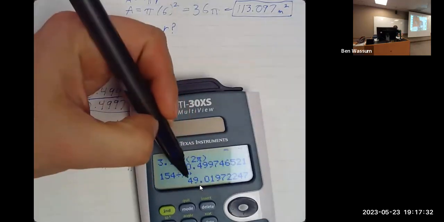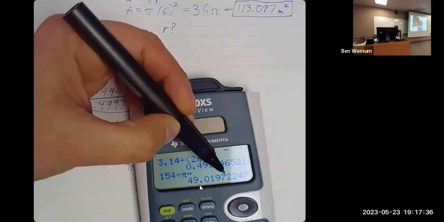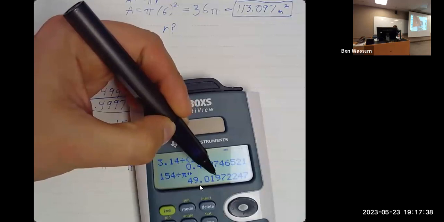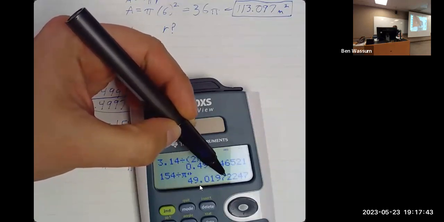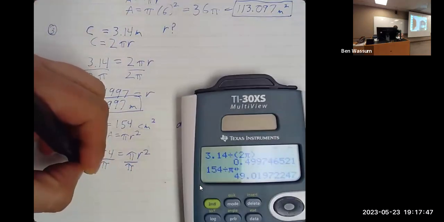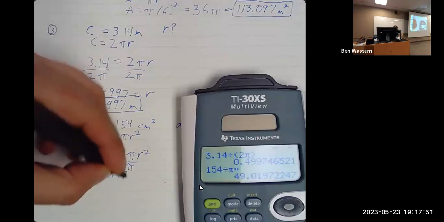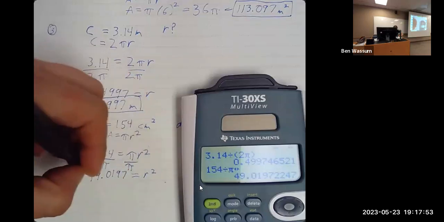Something like this, I do recommend to take as many digits as you can. I'm personally gonna go out to this point just because if I went out to either of these, I'd have to round, and if I go out this far, I don't. So that's what I'd rather do. 49.0197 is equal to r squared.